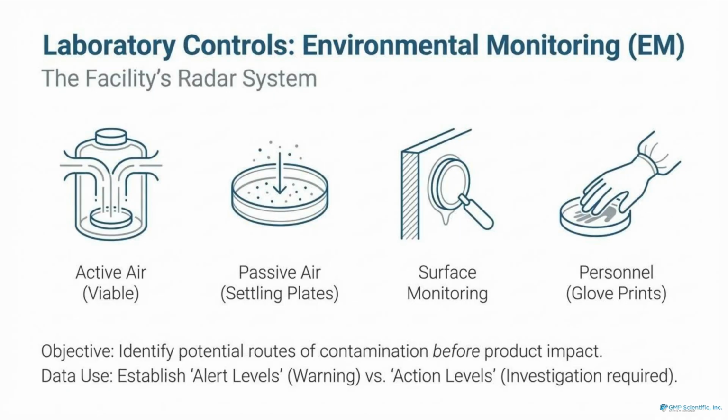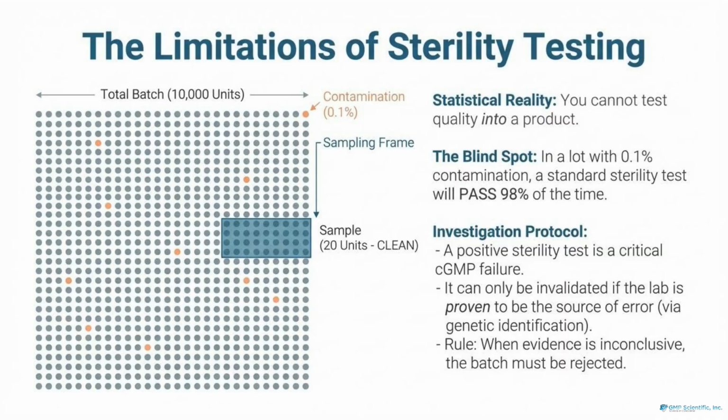The environmental monitoring system is our radar. We monitor active and passive air, surfaces, and personnel glove prints. This data helps us establish alert and action levels, so we can identify potential contamination routes before they affect the product. A critical lesson is that you cannot test quality into a product.